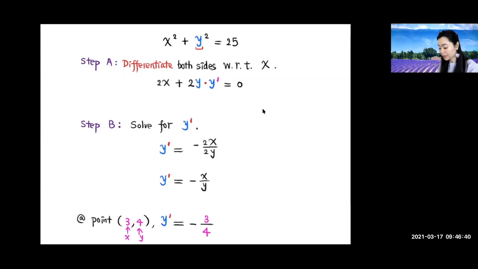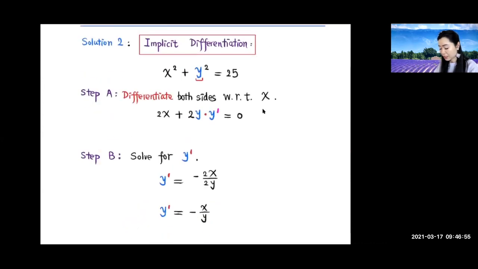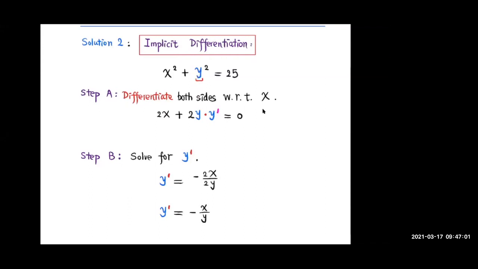The first step, differentiate both sides with respect to x. Second step, you solve for y prime, and then you can just go ahead and substitute the x and y value of the point on the curve, and you can find y prime right here. Okay, so that's called implicit differentiation. Implicit because you didn't solve for y explicitly, right? So it's called implicit differentiation.